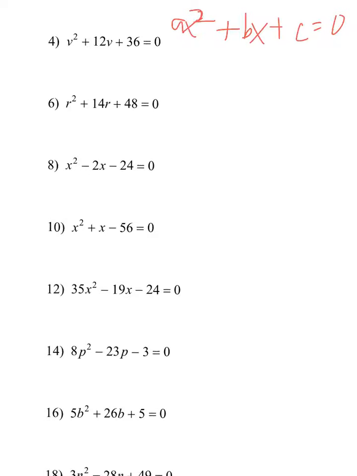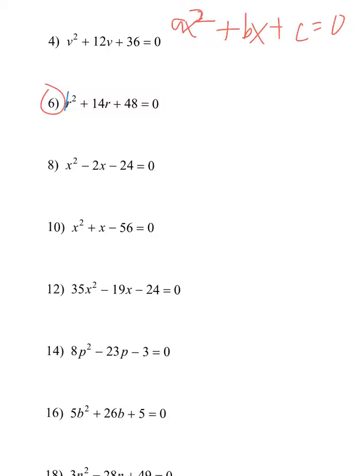And when we do it by factoring, we really want our quadratic term, or our x squared term, to be positive. So we're going to look at number 6 here. We have r squared plus 14r plus 48 is equal to 0. That's already in the form that we need it. So now we go into our factoring, which is why we reviewed that in the last unit.